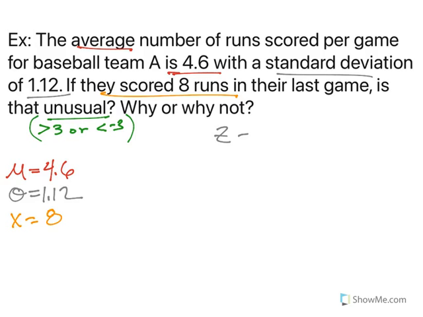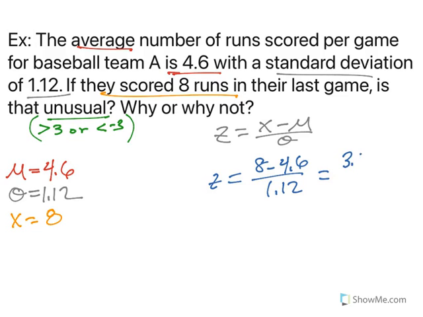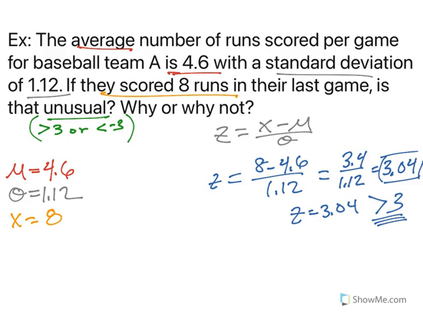So we know that the z-score is the data value minus the mean all over the standard deviation. Let's plug in what we know. So 8 minus 4.6 over 1.12. We always have to do our numerator first. So 8 minus 4.6 gives us 3.4. Divided by 1.12 gives me 3.04 rounded to 2 decimal places. So because the z-score, right, z equals 3.04, which is greater than 3. Therefore, this is unusual.